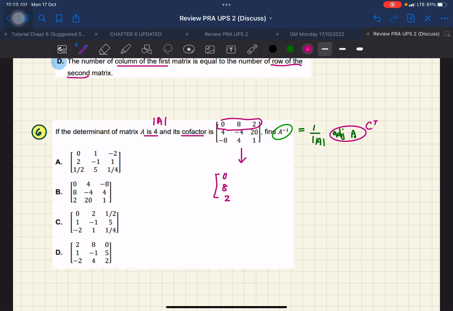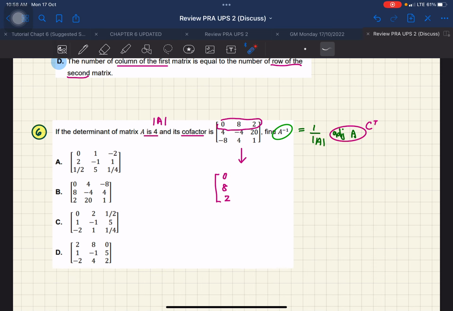So this one sebenarnya awak boleh buat di atas angin je. You don't have to really write this one. Okay, it takes you less than 2 seconds, 5 seconds lah. Okay, so 0.82. So ini, this one is your adjoint. Okay, and then you know that you need to divide it with awak punya determinant, which is bahagi dengan 4.